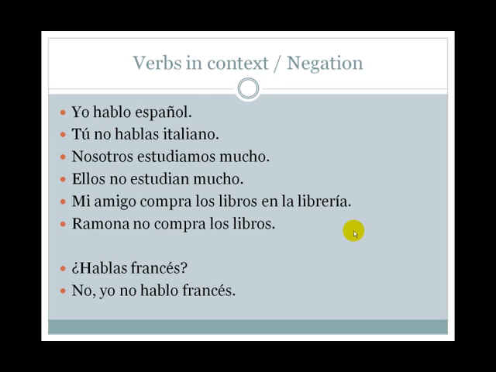No, yo no hablo francés, is the response. Here you'll see there are two no's in the sentence. One is to make the sentence negative, like we had above with tú no hablas italiano, to make the verb negative, saying that that's not true. And one is simply responding to the question. So in English we would say, no, I don't speak French. In Spanish, because we have the initial no and also the no taking the place of not, you'll have two no's in that sentence. No, yo no hablo francés.